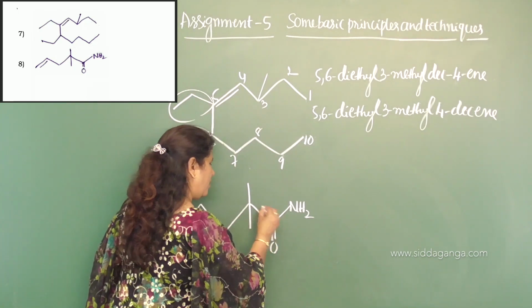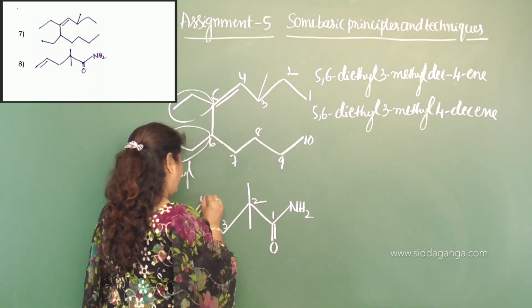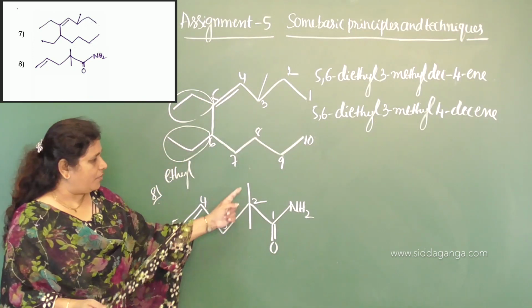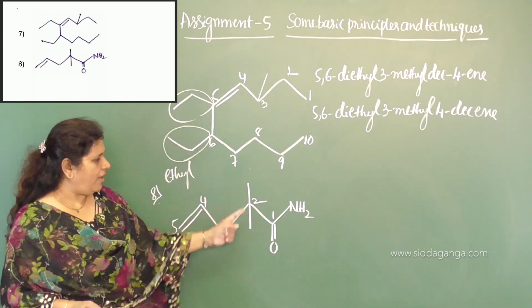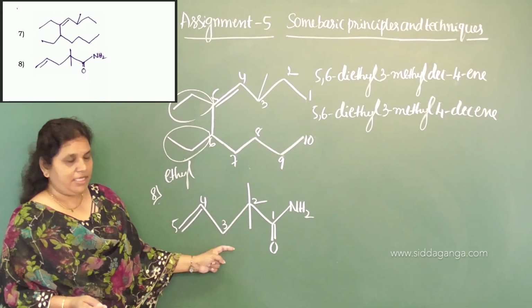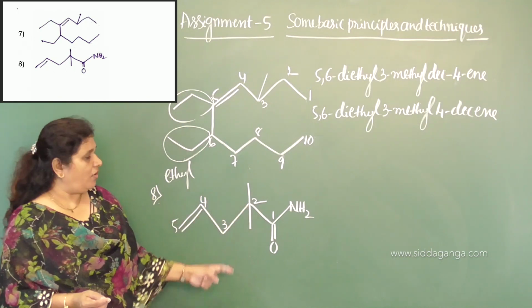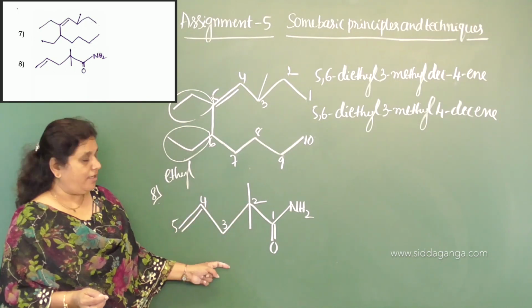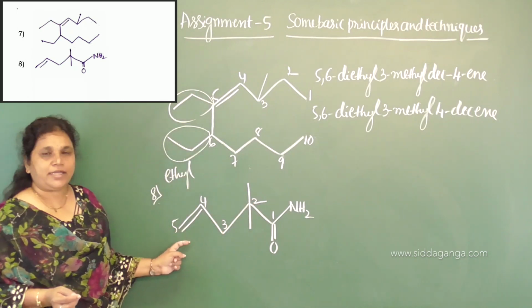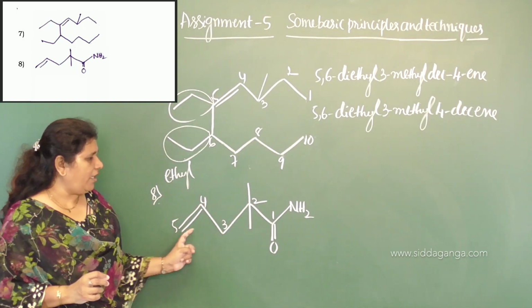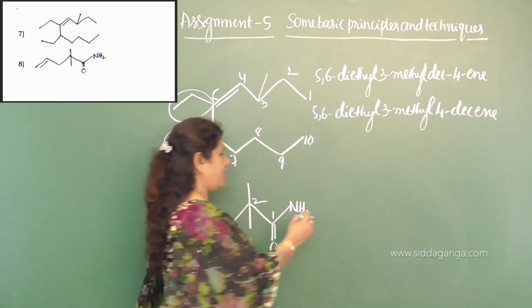Therefore 1, 2, 3, 4, 5. On the second carbon we have two substituents, methyl and methyl, therefore it is dimethyl. Both the methyl groups are present on the second carbon, therefore 2,2-dimethyl. Then how many carbon atoms are there? 5 carbon atoms are there. Pent, 4-ene, 1-amide. Then what is the name?